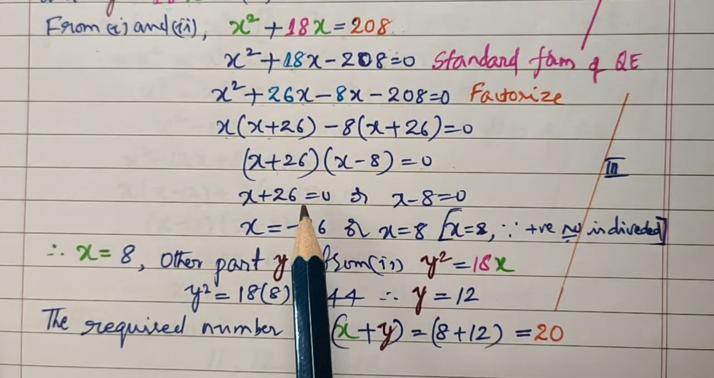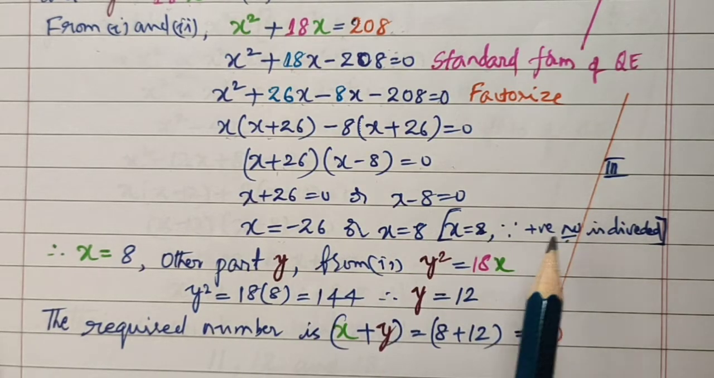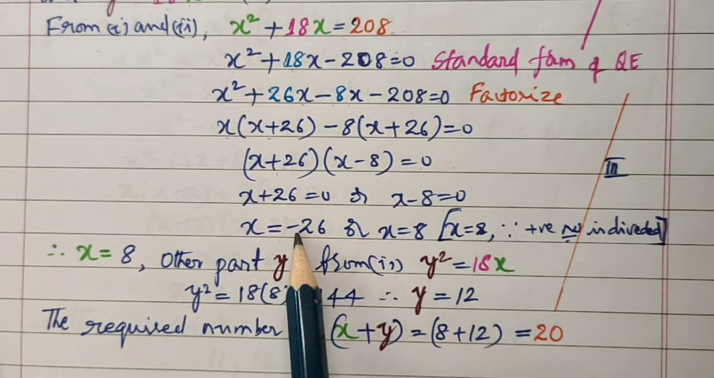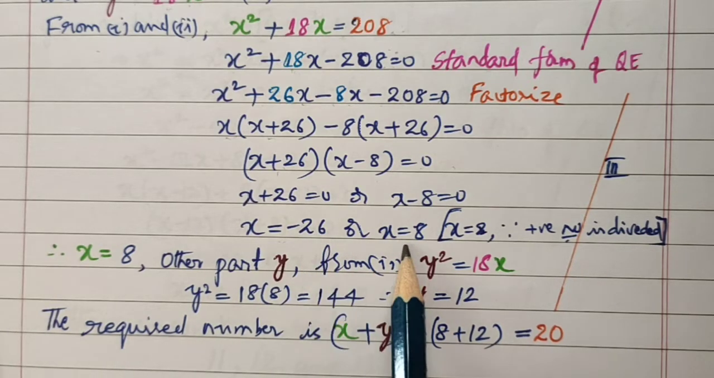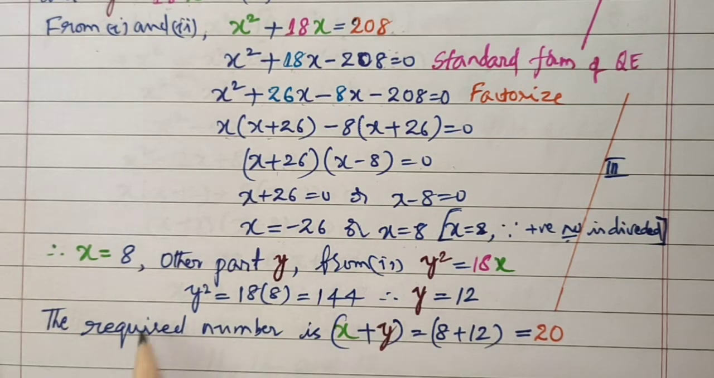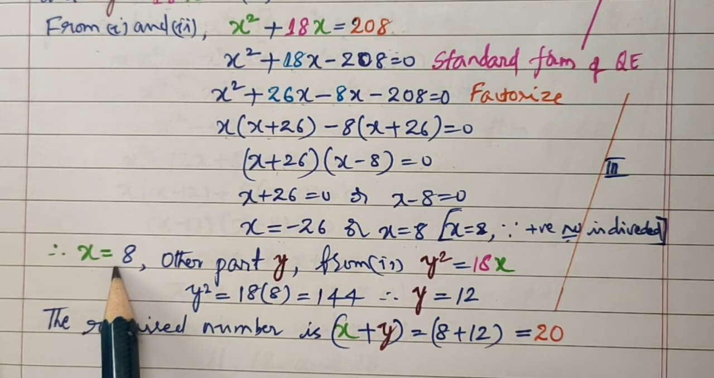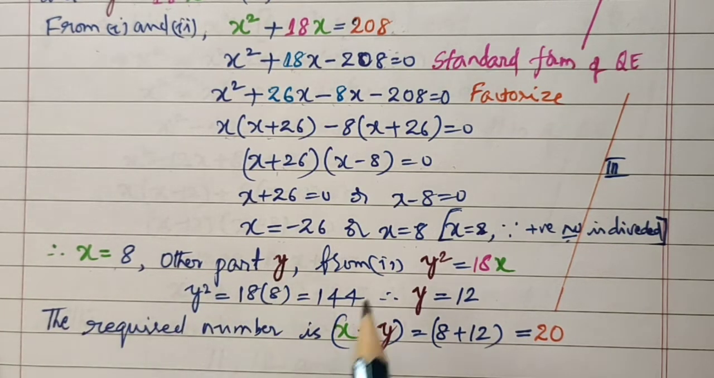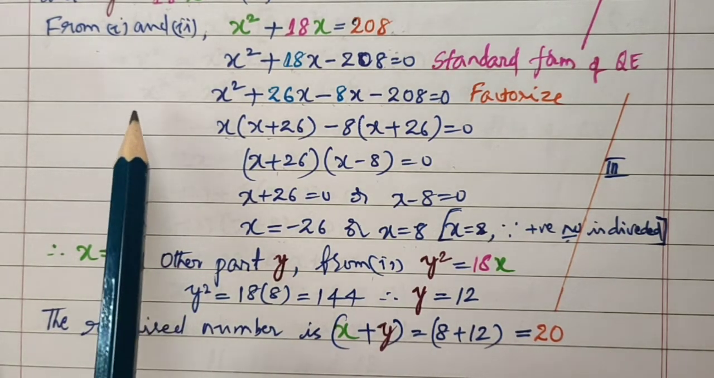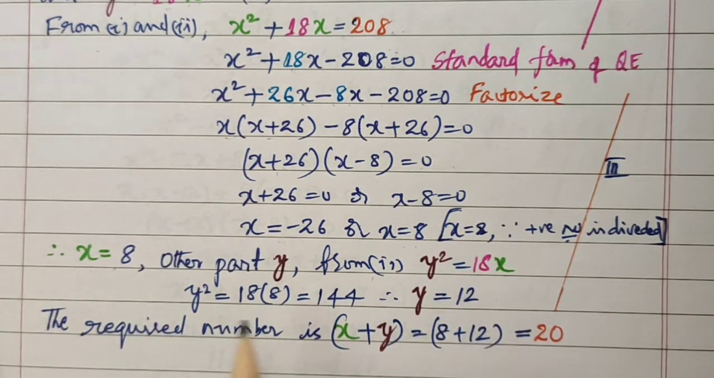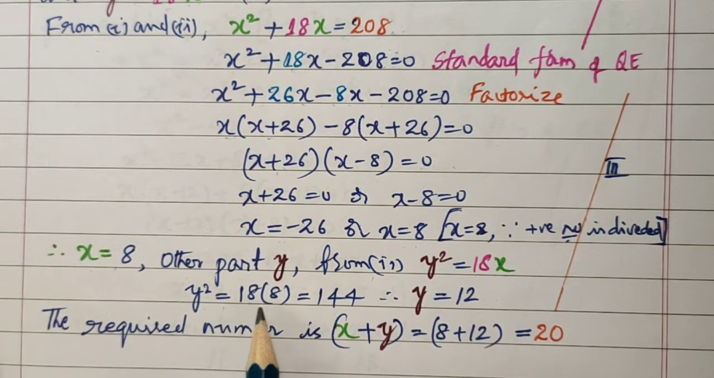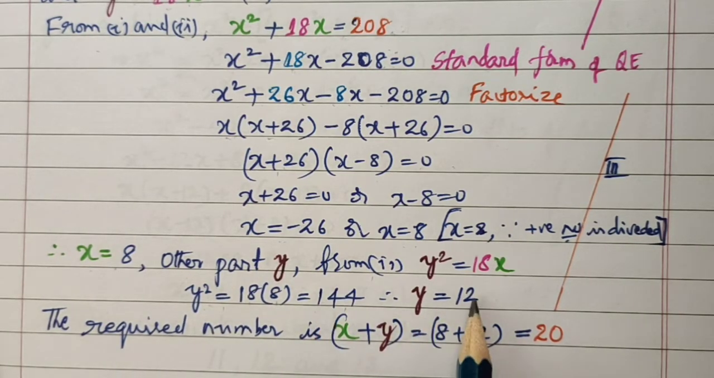Equate these two to 0. Then x is equal to minus 26 and x is equal to 8. We cannot take x is equal to minus 26 because we are dividing a positive number. Therefore, x is equal to 8. The other part is y. From 2, y square is equal to 18x. So y square is equal to 18 into 8, that will become 144. Therefore, y is equal to square root of 144, which is equal to 12.